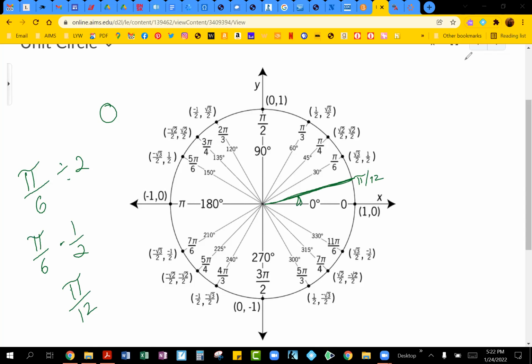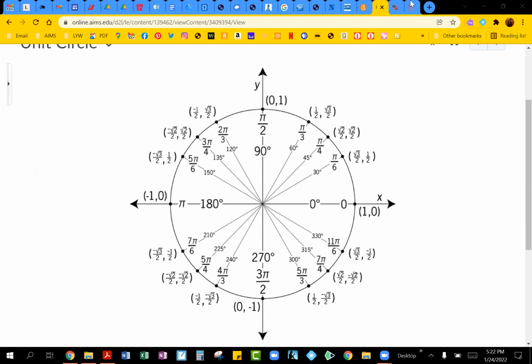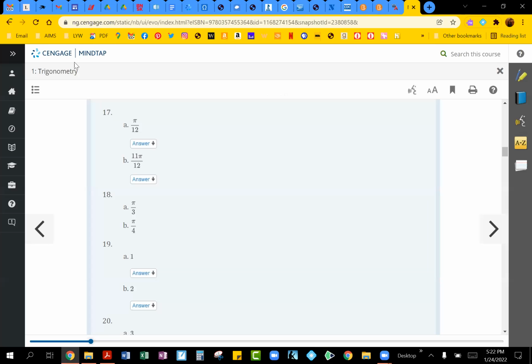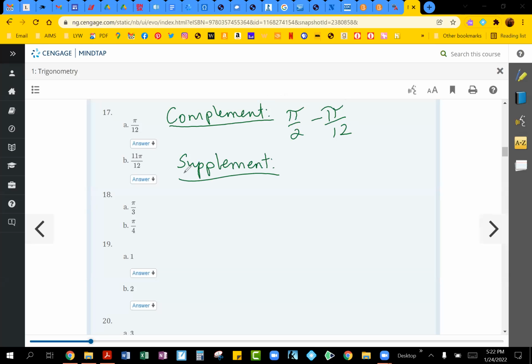I'm going to have to erase this. Let's come back over here. Alrighty, so to find the complement, you will take pi halves and subtract pi over 12 from it. To find the supplement, of course, we take pi and subtract pi over 12 from it.